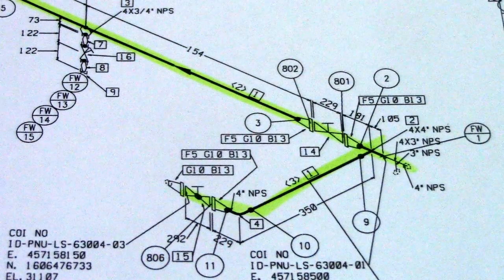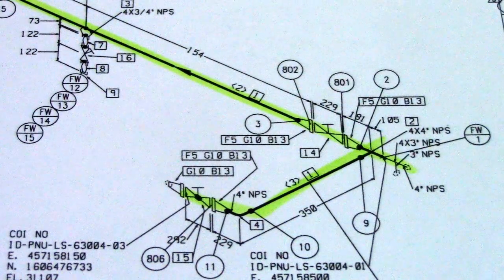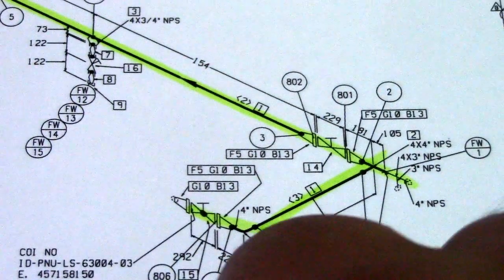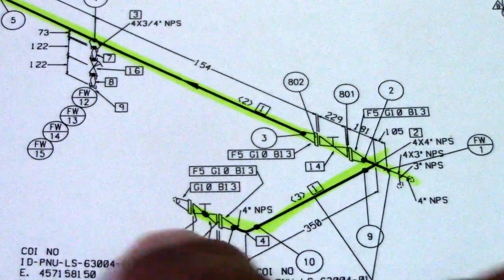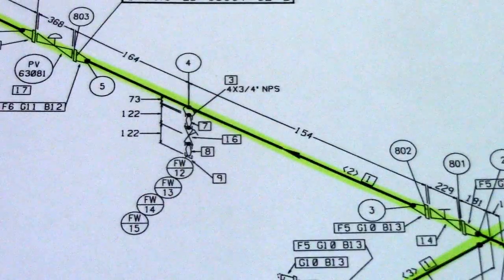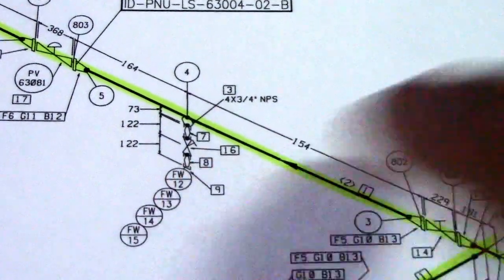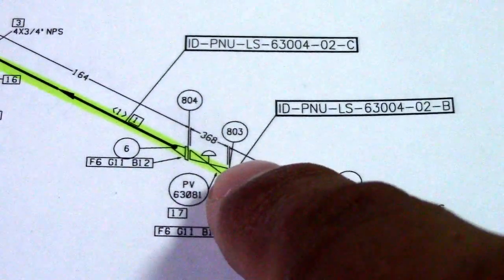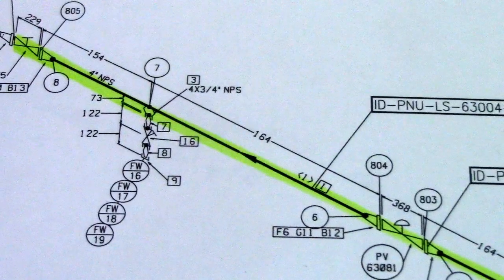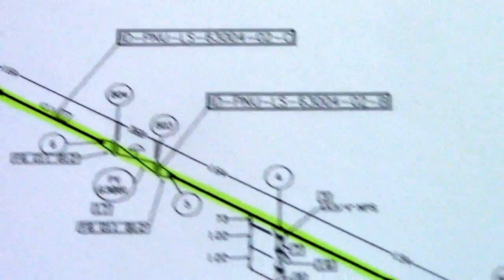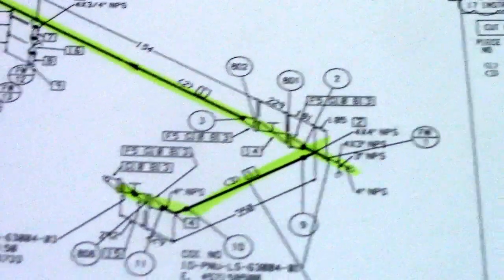Next, how many valves. Okay, so we'll count it. 1, 2, okay, this is also a valve. 3, 4, and 5, 6. So we have 6 valves.